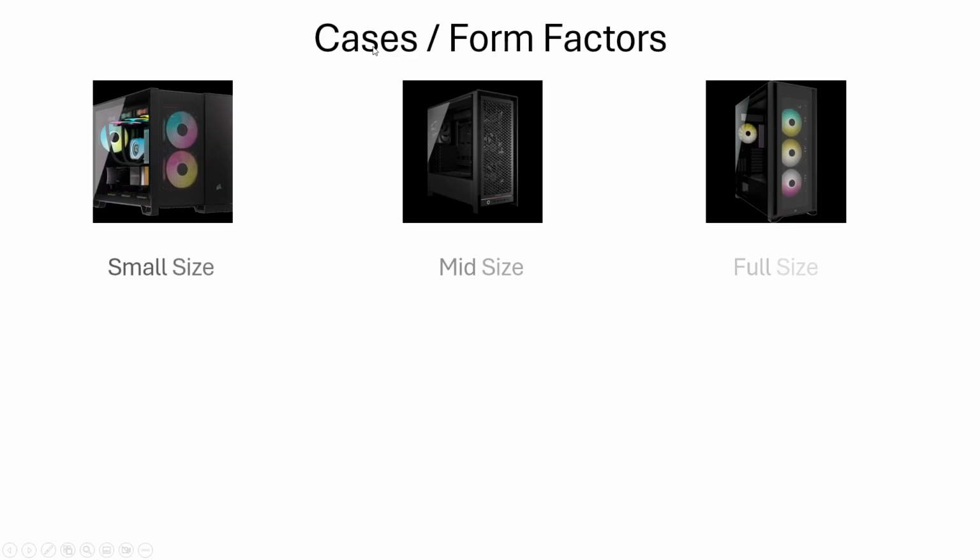So, cases, or form factor cases. You're going to see three types of cases. Sometimes you can see some weird ones, sometimes you can see normal ones. Generally, for your form factor cases, you're going to see small, mid, and full. What does that mean? Well, small being a small case, easy. Mid-size is what falls in between your small and your full size. And then a full size is generally what you would call a large case.